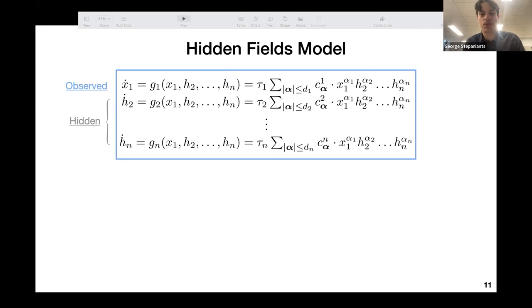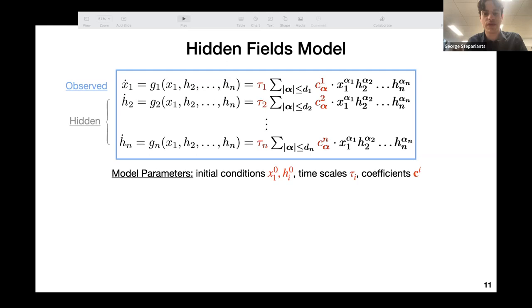And in particular, what I'm going to look at are first order multivariate models of a polynomial form. So here we're going to have all the interactions between the observed field X1 and the hidden fields up to some maximum degree. And the parameters of this model that we're going to have to optimize are the initial conditions of all of these variables, the timescales that allow some variables to evolve faster than others, and the coefficients in front of the polynomial terms. So of course, in order to make this parameterization well posed, during the course of optimization, we enforce that the sums of squares of the coefficients are very close to one. Otherwise, you could just multiply the timescales back into the coefficients, and we want to optimize the timescales separately.